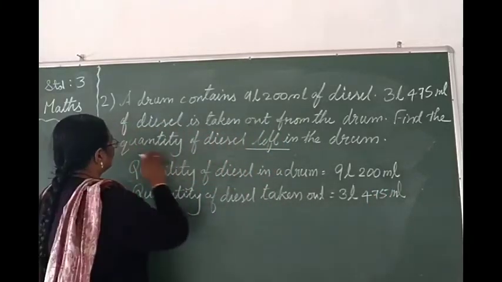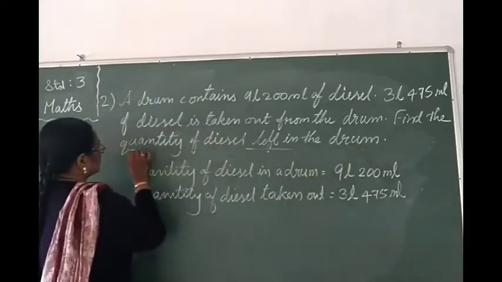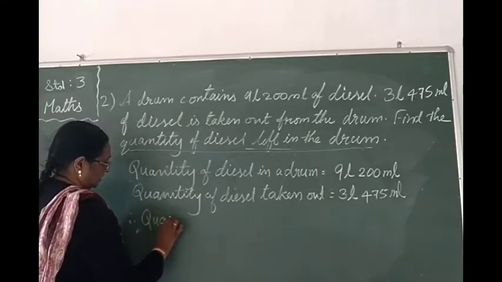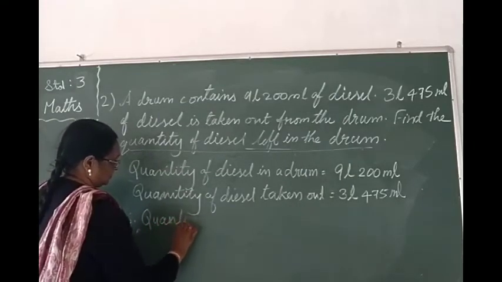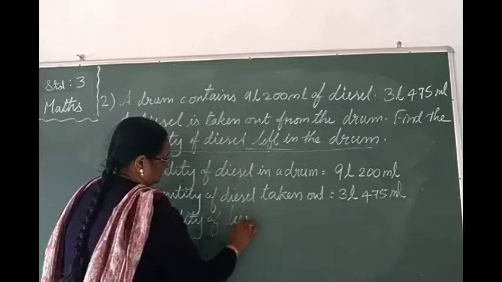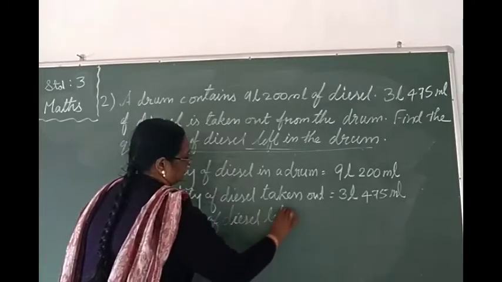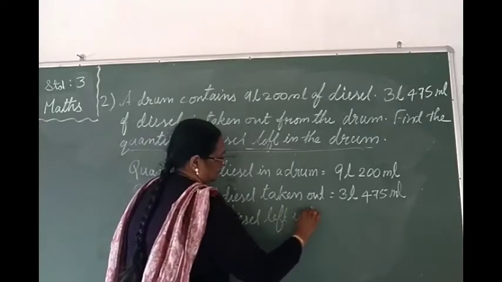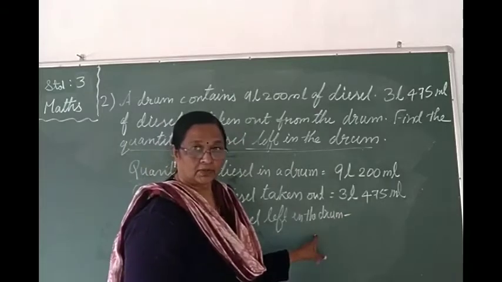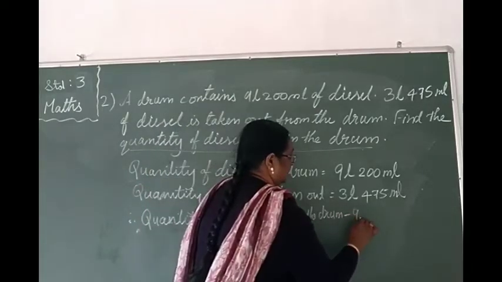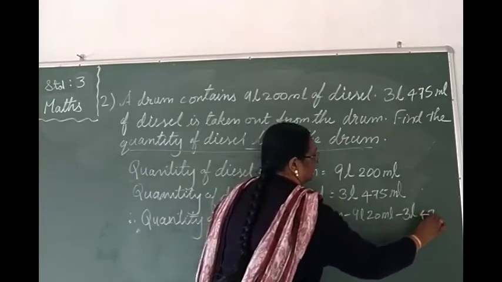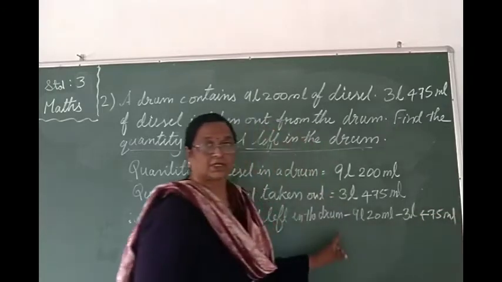Now, what is the final statement? See here, the final statement. Therefore, quantity of diesel left in the drum. What do we have to do, children? We have to subtract, isn't it? 9 liters 200 milliliters minus 3 liters 475 milliliters. Shall we subtract and see?